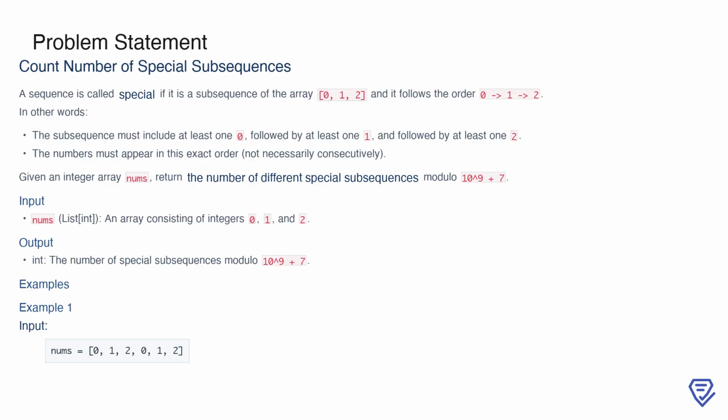The goal is to determine how many such special subsequences can be found in the input array, and we are required to return the answer modulo 10^9 plus 7 to handle potentially large results. The input is an array of integers limited to 0, 1, and 2, and the output is a single integer representing the count of special subsequences.